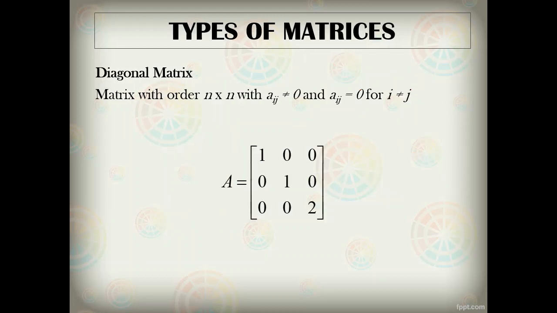Second type of matrix is diagonal matrix. We call this diagonal matrix because we only have the elements on the diagonal part, while the other elements are 0. So only the diagonal contains the non-zero elements, while the rest of the elements are 0. So this is called diagonal matrix.